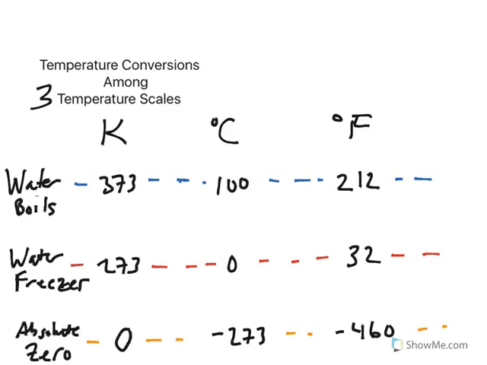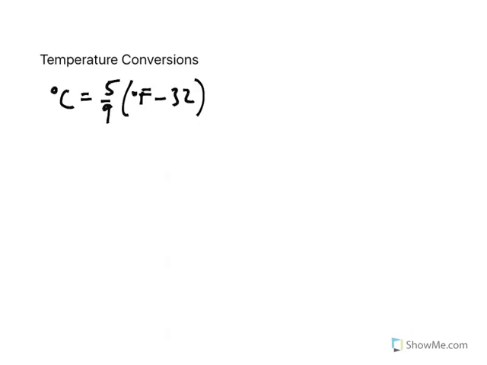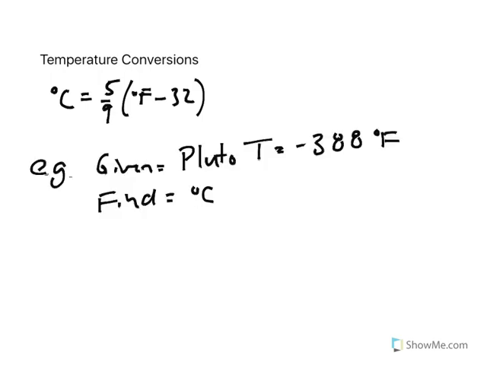Now let's look at temperature conversions. We want to convert from one temperature scale to another temperature scale. Let's say you want to convert from Fahrenheit to Celsius. We have this equation that says the degrees in Celsius is equal to 5/9 times the parentheses of the degrees in Fahrenheit minus 32.